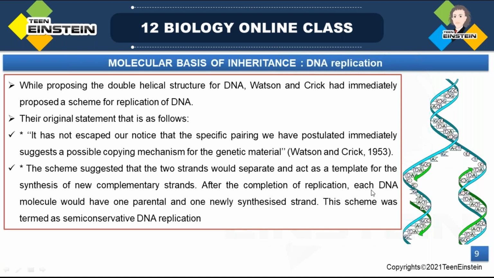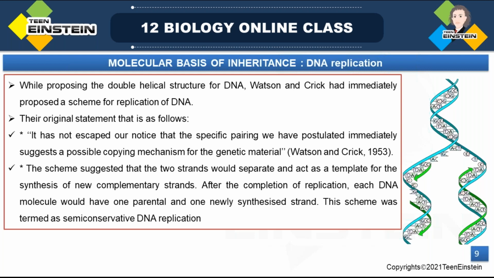So after completion of replication, each DNA molecule would have one parental strand and one newly synthesized strand. So after DNA replication, how will it be? Each DNA molecule will have one parental strand and one newly synthesized strand. And this scheme was termed as semi-conservative DNA replication. So what is semi-conservative? From the term itself, it's clear. Semi means half, conservative. Half of that is conserved, the old one, and the other half is newly synthesized.